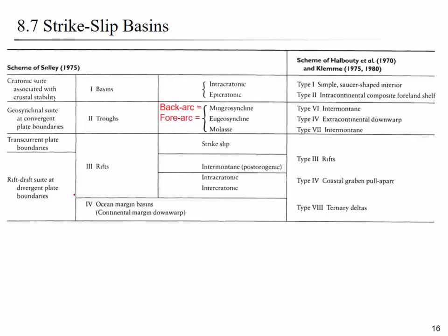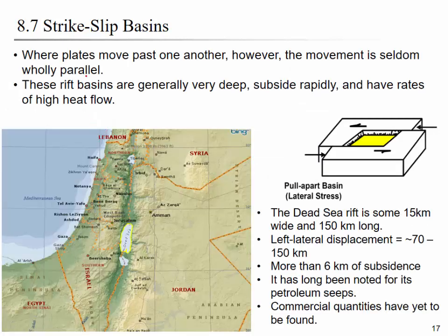Okay, so another summary of the type of the basin. Where plates move past one another, however, the movement is seldom wholly parallel, and these rift basins are generally very deep, subside separately, and have high rates of heat flow. So, as you can see, you have a major fault and a shearing movement like this, then it's called a strike-slip basin.